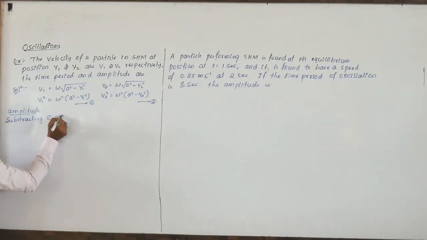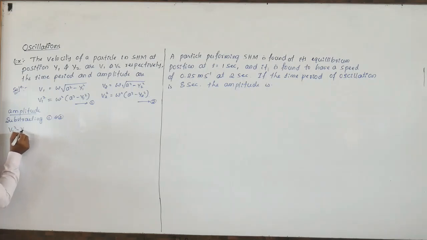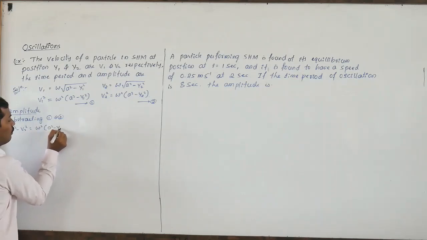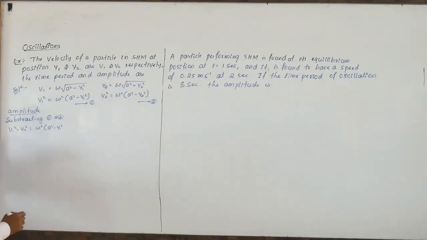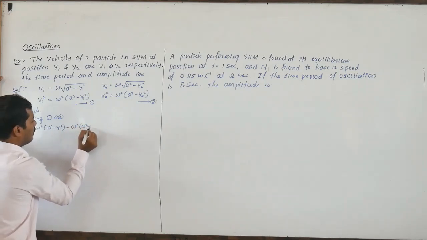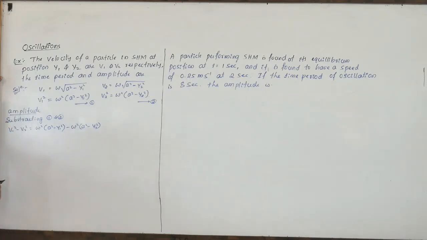Subtracting equations 1 and 2, v1 square minus v2 square is equal to omega square into a square minus y1 square, then minus omega square into a square minus y2 square. After that, the common term is omega square. The remaining terms are here like this. We have to find the time period first. Sorry, this is for time period.